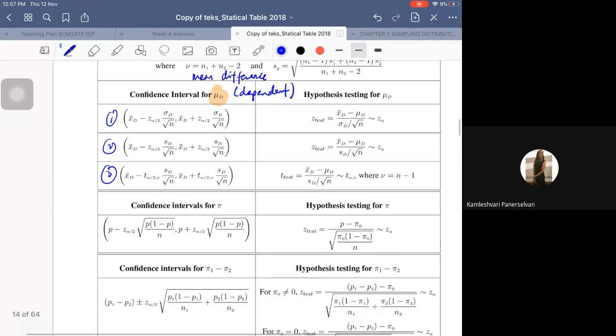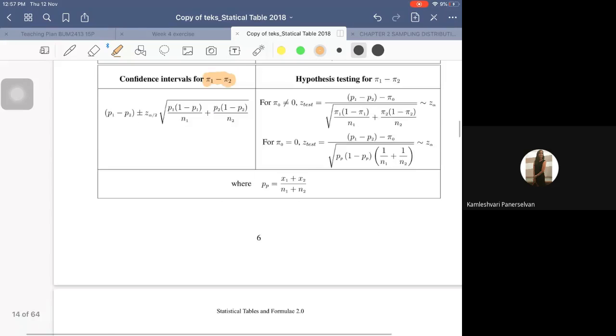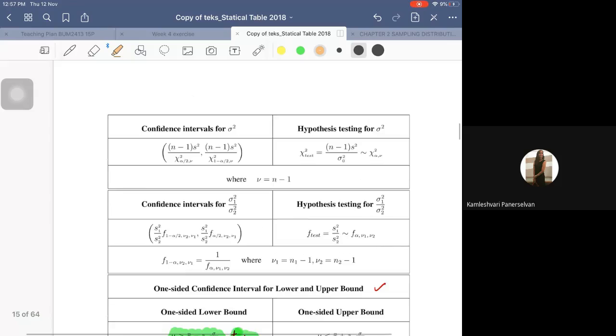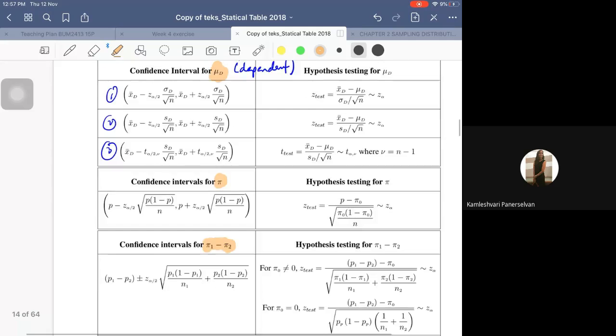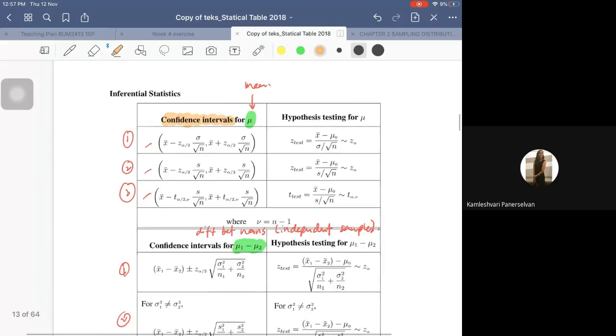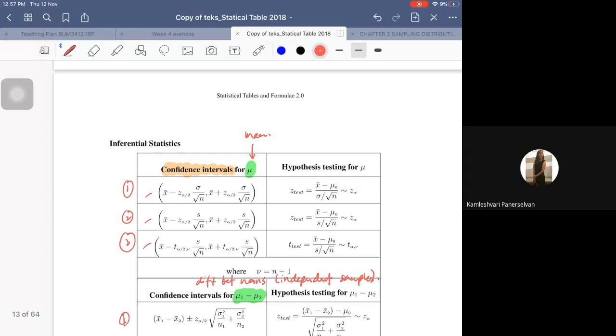And then this is going to be the confidence interval for the case of proportion, and this will be the difference between proportions. And the last one will be the confidence interval for variance and the ratio of 2 variances. I'm not going to explain each of them in detail because you haven't seen them. But for now, according to last week's material, you should have already seen the confidence interval for mean.